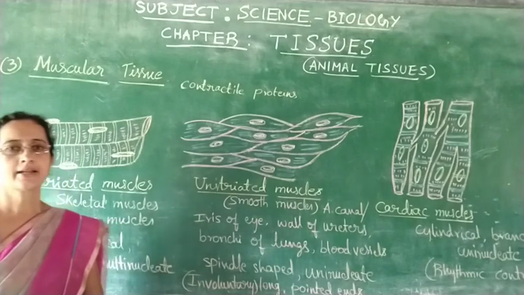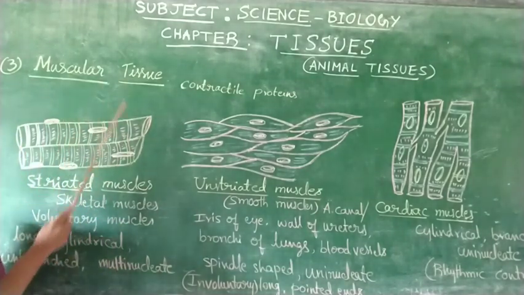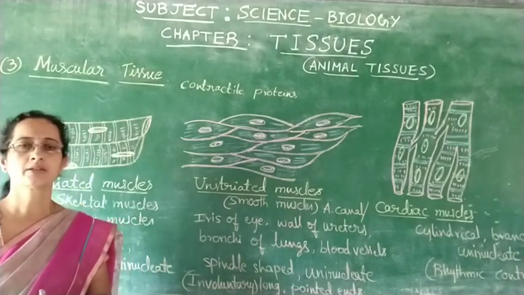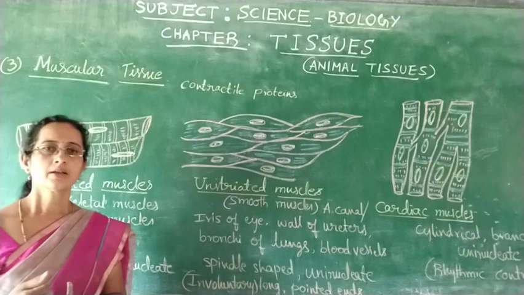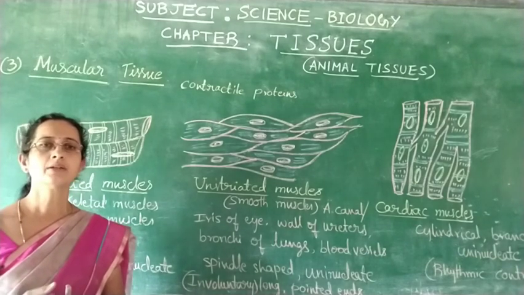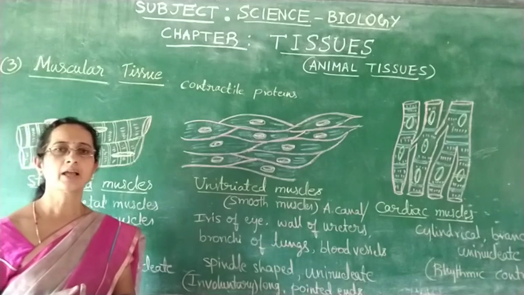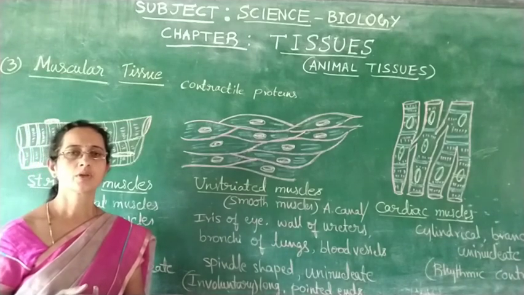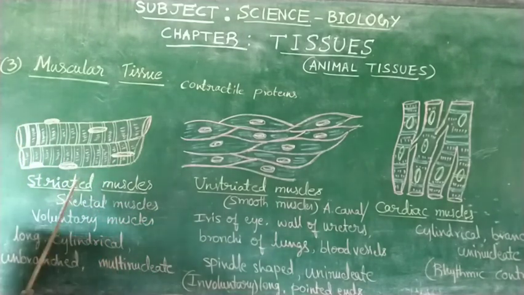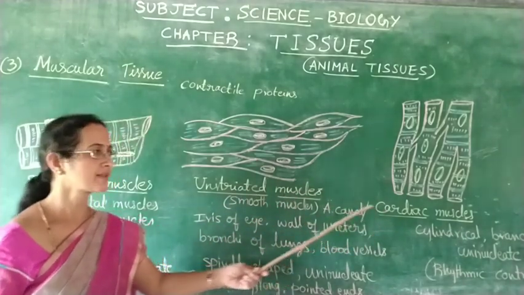Children, let us study the third important animal tissue called muscular tissue. See, muscles are present in our body. So with their regular contraction and relaxation, they help. Muscular tissues are of three types, namely striated muscles, unstriated muscles and cardiac muscles.